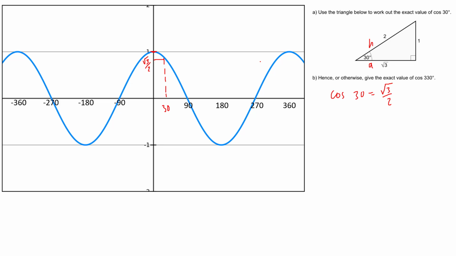So where is 330? Can we see? That's 360 here. Look at the symmetry. This point. And maybe it would help if I do a line of symmetry at 180. So, can you see it's plus 30 this way from 0? And from 360 it's minus 30. So, cos 330 equals root 3 over 2.